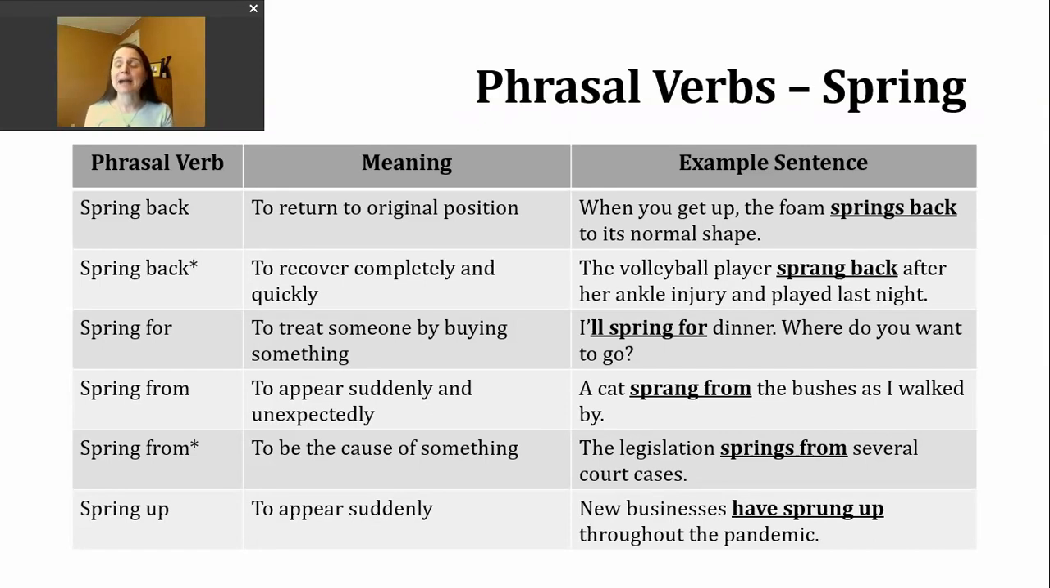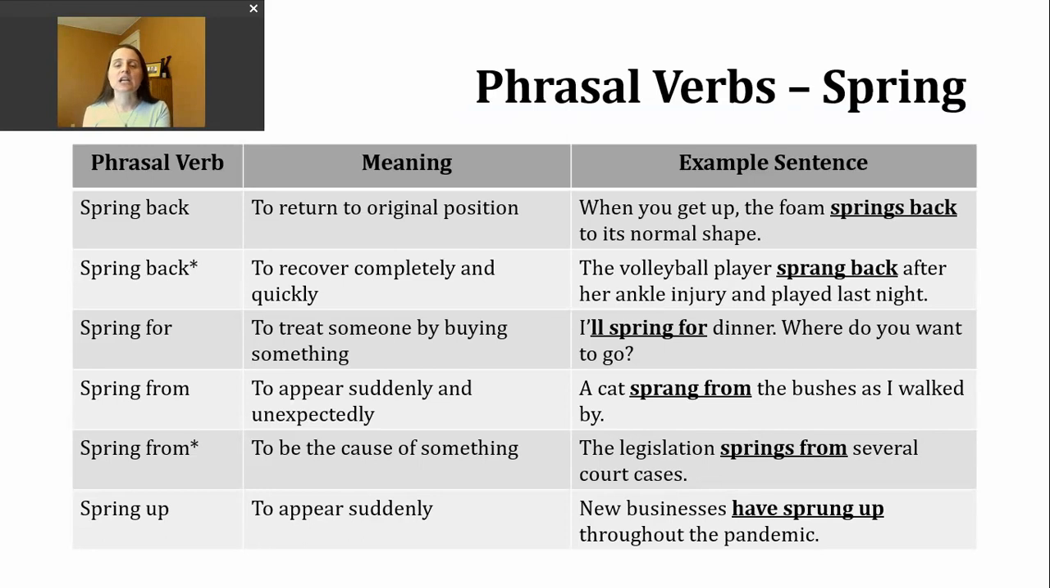The first way you might hear spring from used is to mean to appear suddenly and rather unexpectedly, so you didn't see it coming. Here's an example. A cat sprang from the bushes as I walked by. So I wasn't expecting a cat to jump out of the bushes. Spring from can also mean to be the cause of something. Let's look at an example.